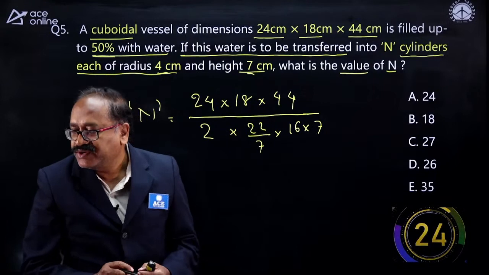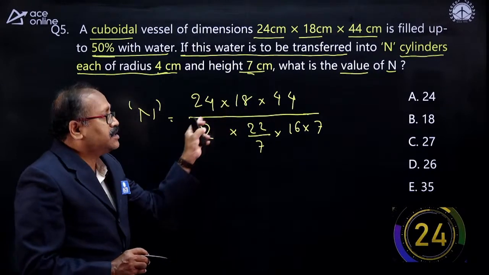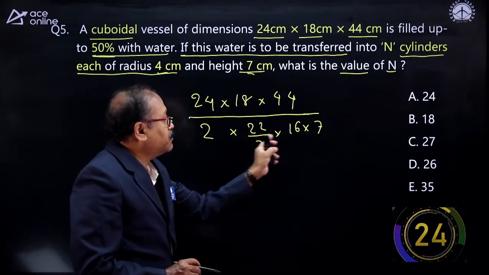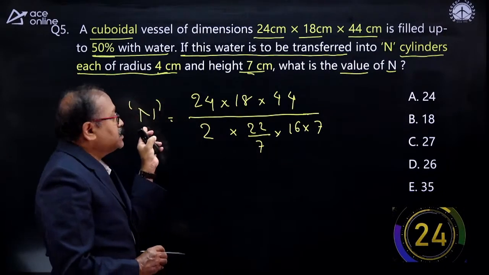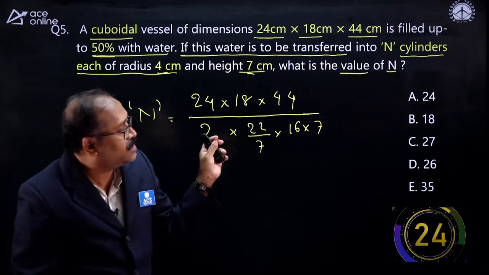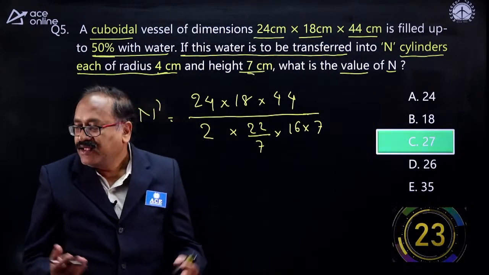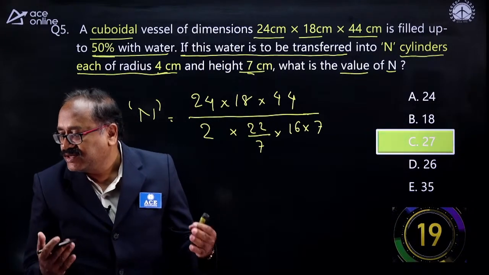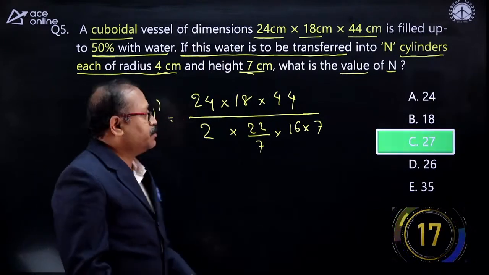Okay, this is the volume of the cuboid, and this is the volume of the cylinder. So how many cylinders are needed? Option C, that's right, Aman, that's right, Likhita, that's right, Anusha, that's right, Sumit Pawar.